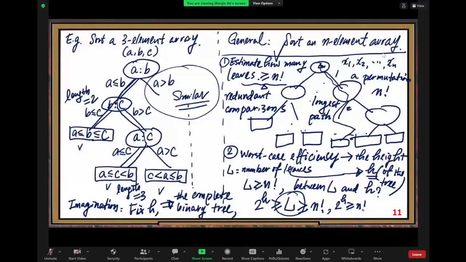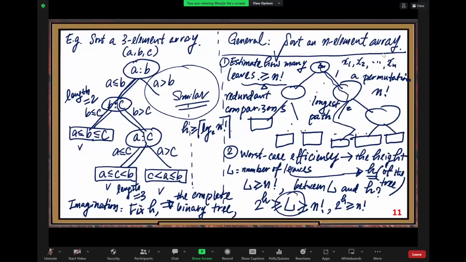Then we take log base 2 on both sides. Let me use space here. So we get h greater or equal to log base 2 of n factorial, right? h is an integer, but log base 2 of n factorial may not be an integer, so we want the inequality to be always true. Can we assume h should be greater or equal to the ceiling function of log base 2 of n factorial? Not the floor function, the ceiling function.